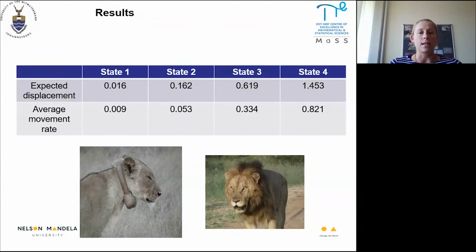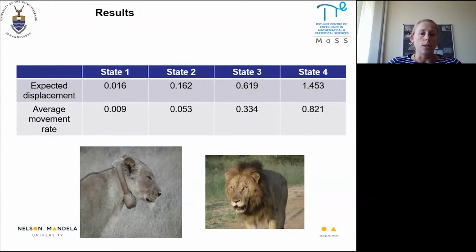As you can see, the different states are picking up quite different movements. We also looked at the average movement rate. Of the observations allocated to state 1, what was the average distance moved? As you can see, they're slightly shorter than the expected value from the distribution function. But again, state 4 is the more active state, state 3 a sort of intermediate distance, and state 1 and state 2 much shorter displacements.